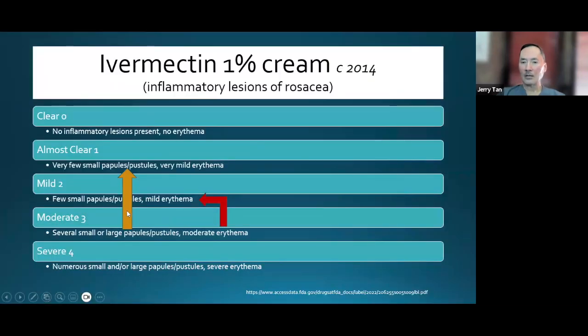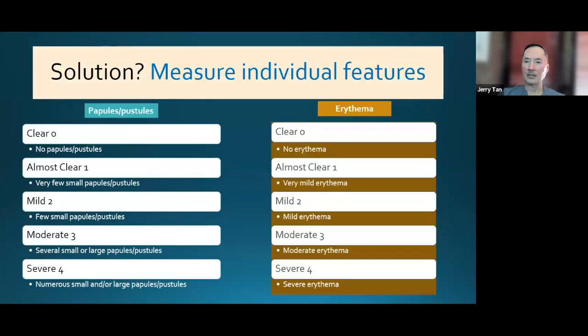How do you grade this? Well, you know that the papules and pustules have moved from moderate to almost clear. The erythema has moved from moderate to mild, but it's not one categorical improvement for both of these features. And the solution, of course, is not to conflate. The solution is to measure each of these separately, papules and pustules on the one hand, and then erythema on the other. And you might find that your specific medications do better on one feature compared to the other.